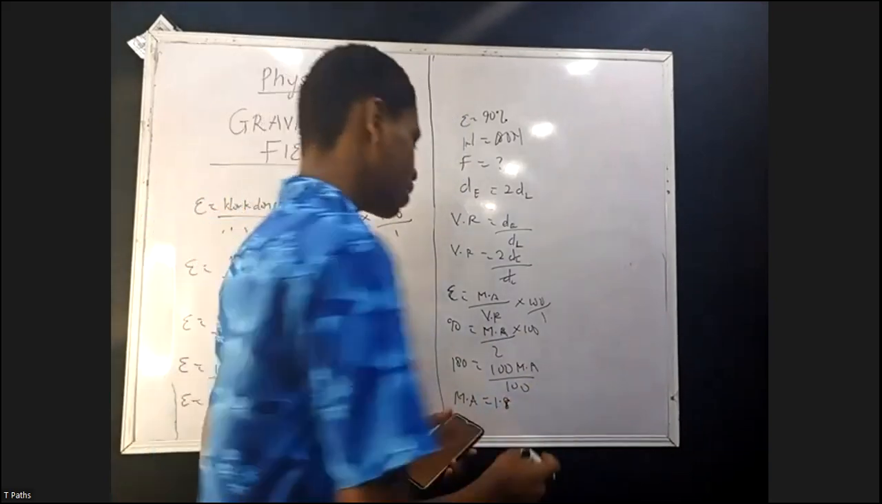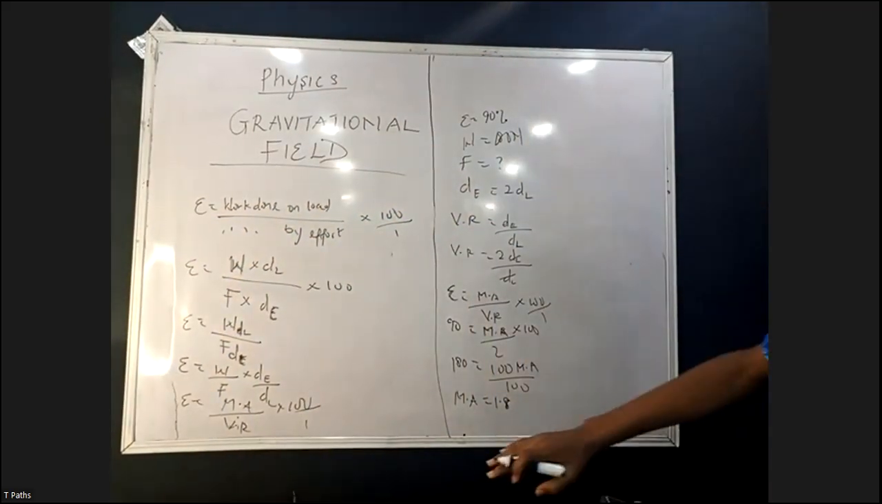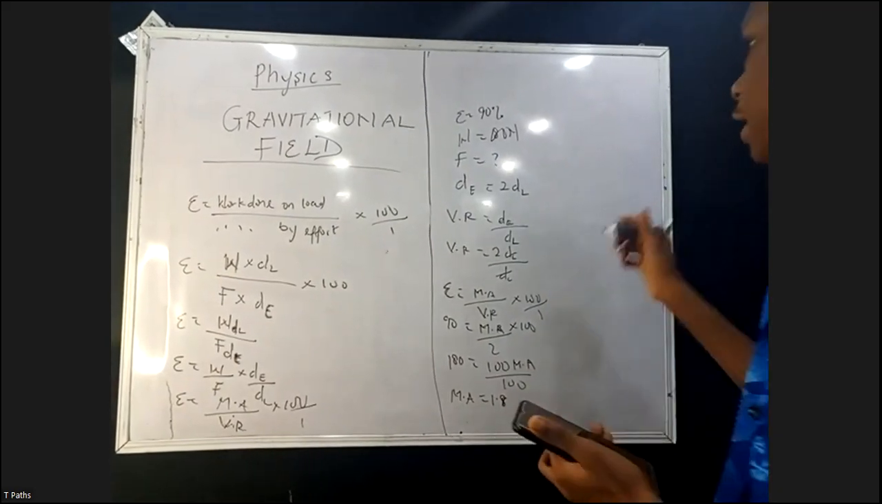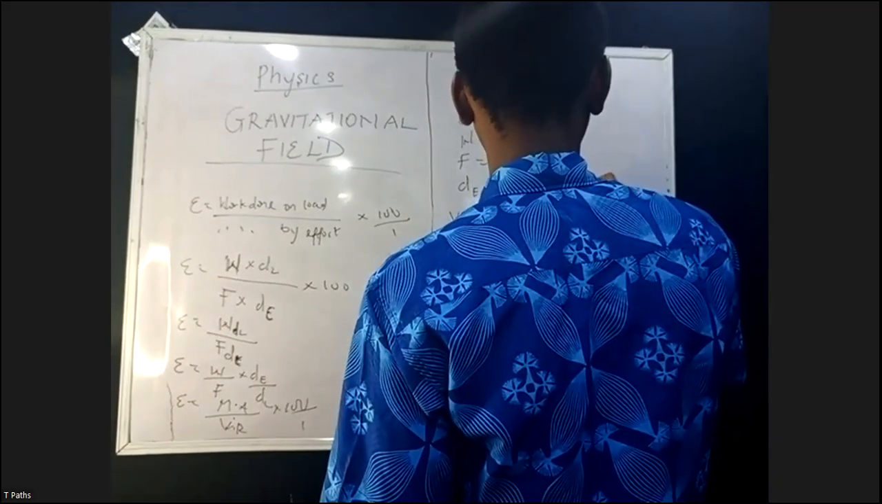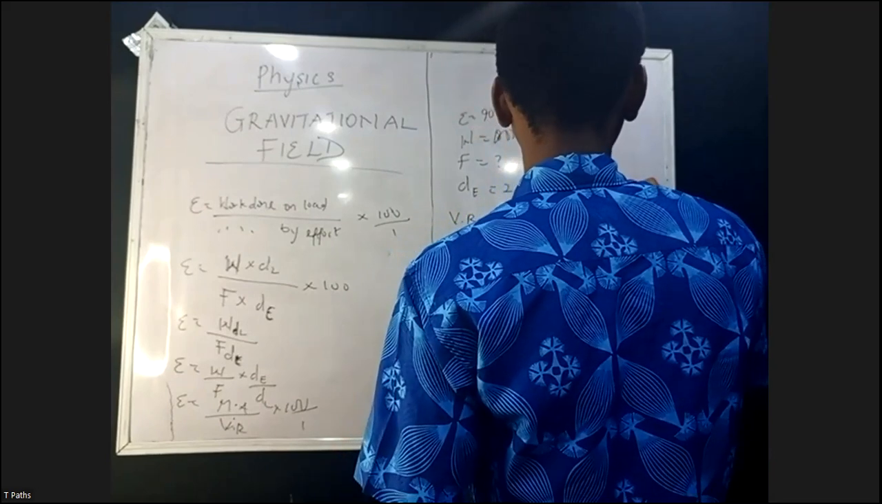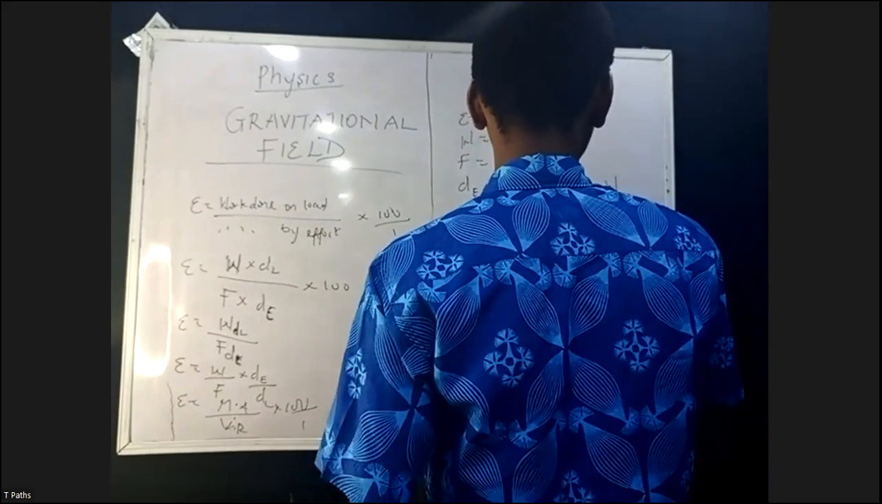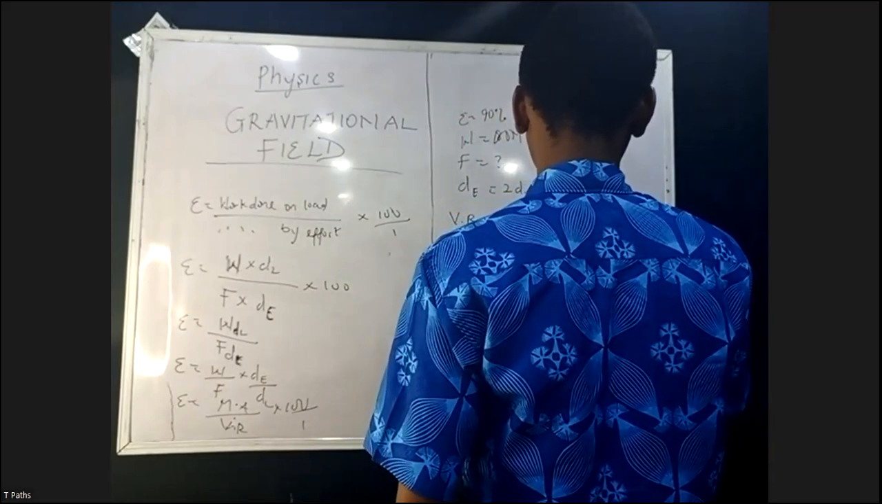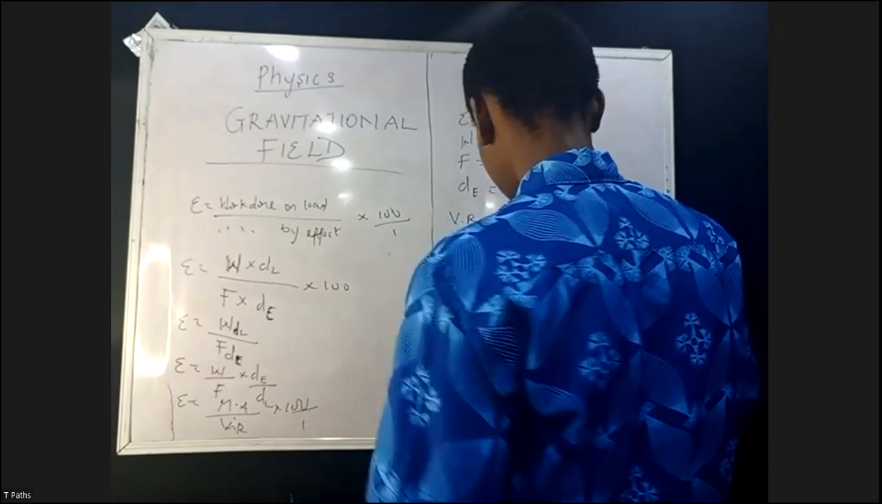So now, since my mechanical advantage is equal to 1.8, and we are not asked to find mechanical advantage, don't forget, I'm asked to find the effort. And mechanical advantage, don't forget, is equal to load over effort. So what is my load? My load is 180 Newton, and my effort is what I don't know. That's what I'm looking for. The mechanical advantage, I just calculated it as 1.8.